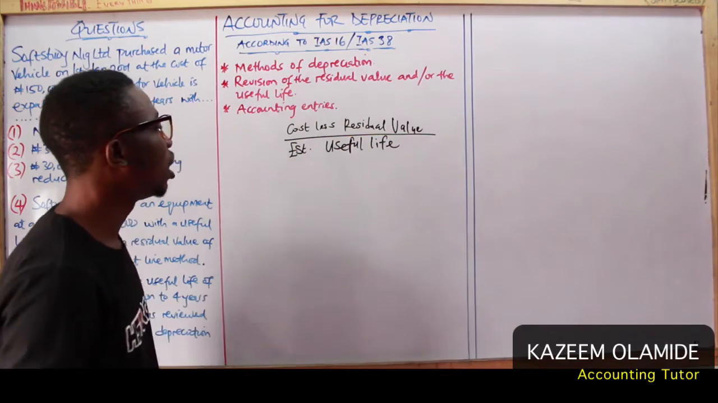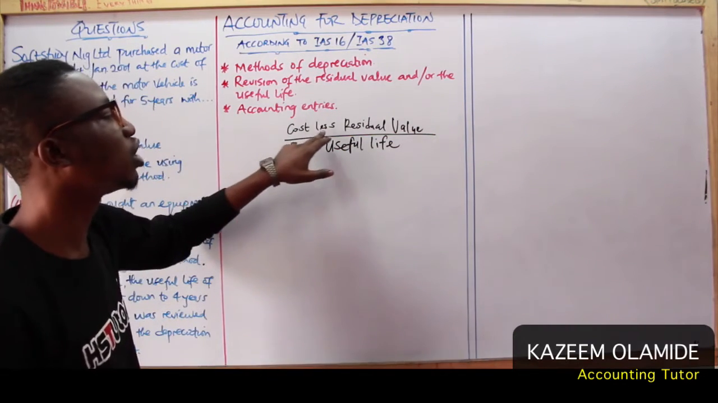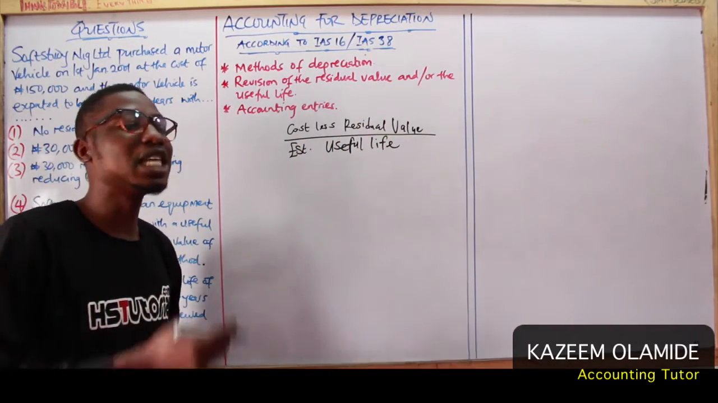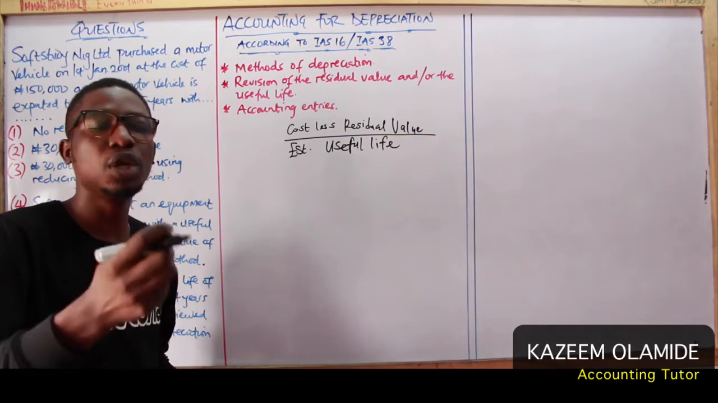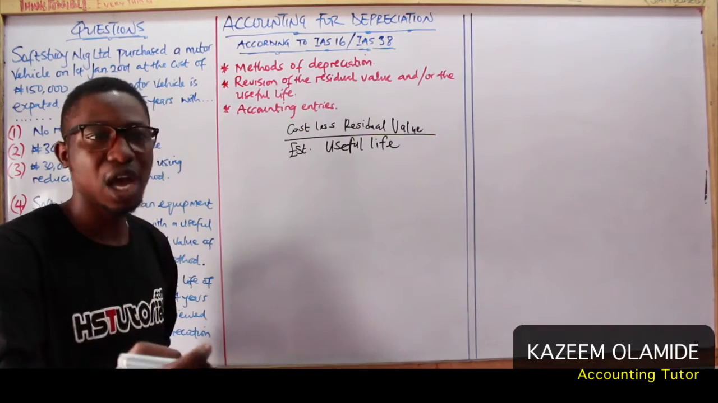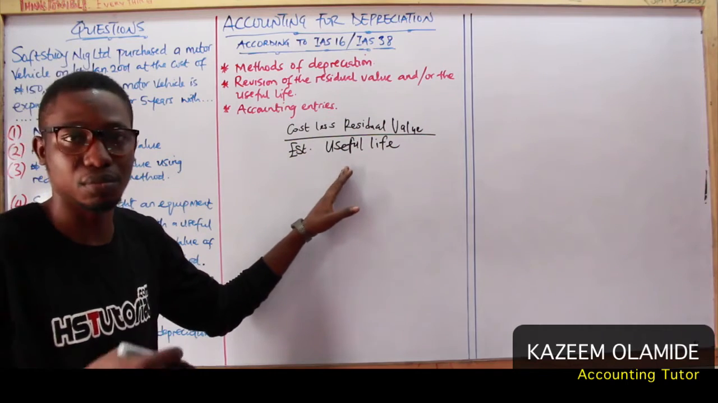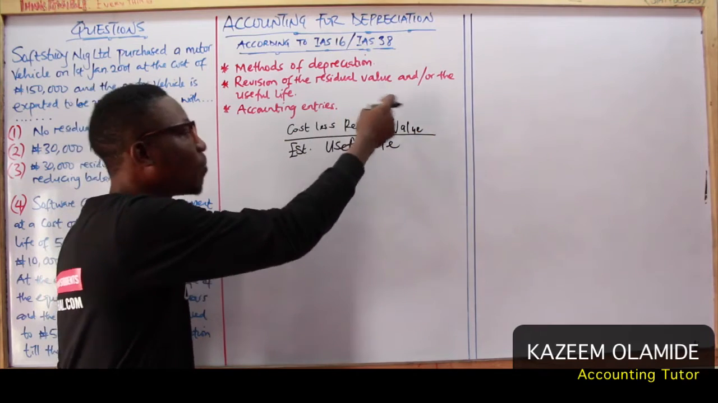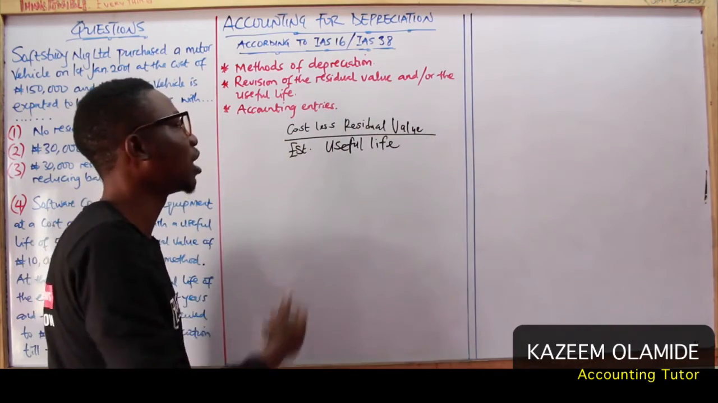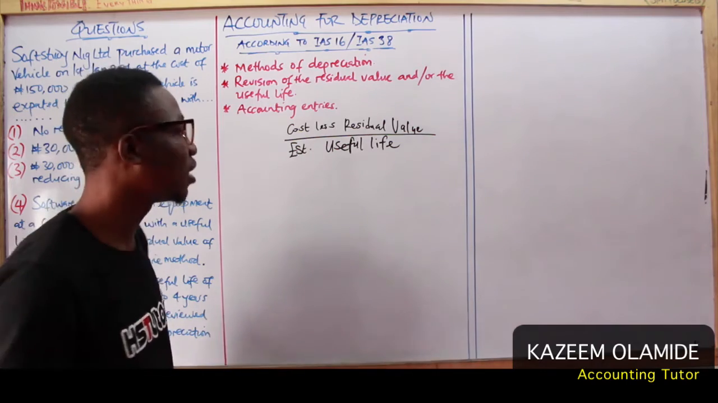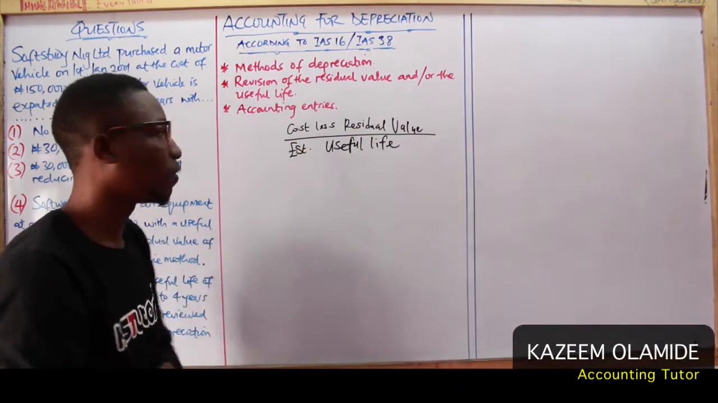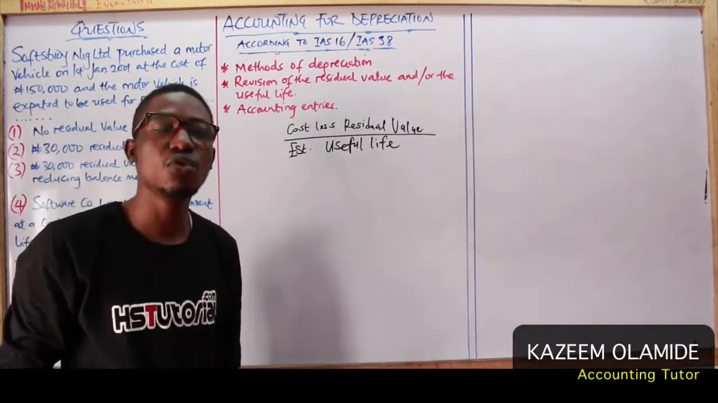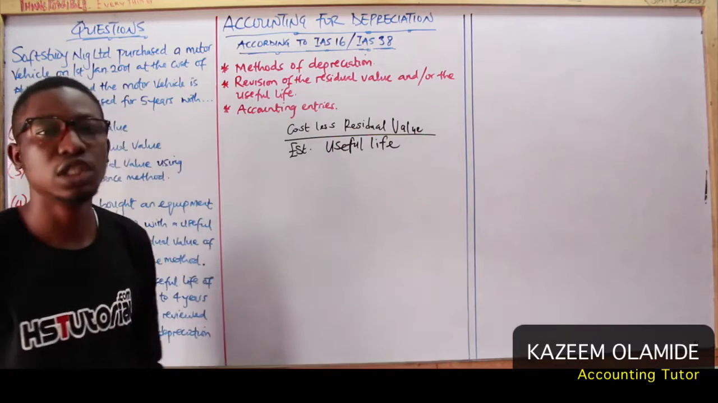So what does this mean? It means that from the cost of the asset, you have to deduct the residual value. What does residual value mean? Residual value means the amount for which an asset will be disposed of after the useful life has been completed. So it means cost less any scrap value, all over the useful life. This is the generally acceptable definition for depreciation.